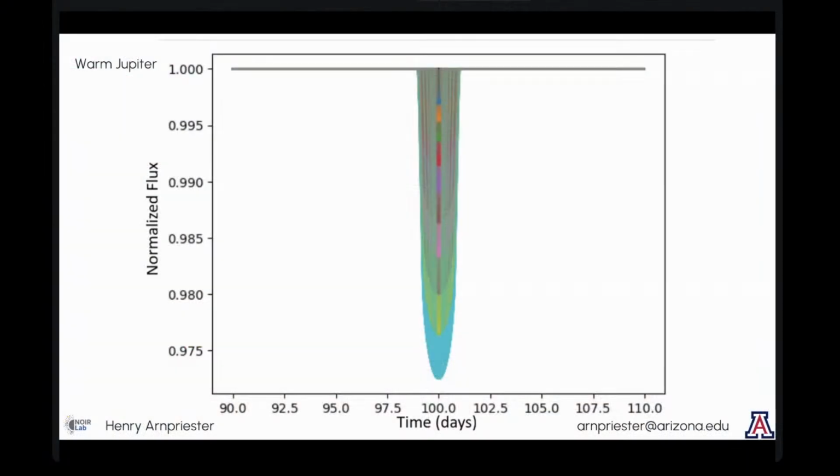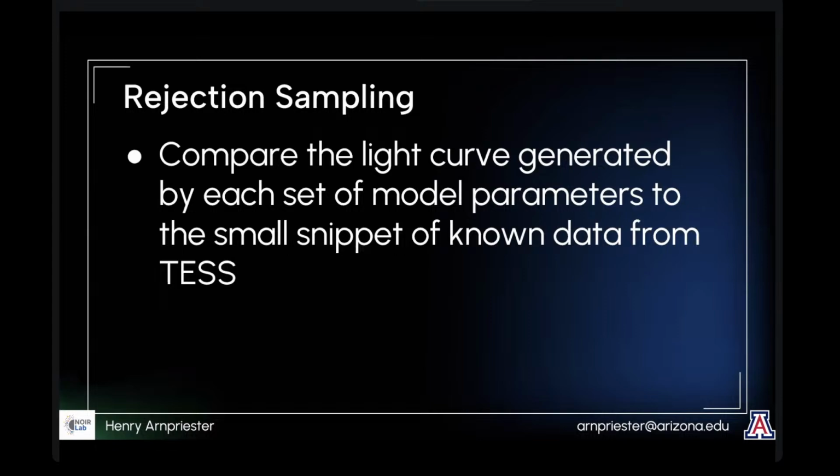So, for our warm Jupiter system, these look something like this, which is sort of just a jumble of colors. But you can clearly see these deviations in radius. These are radius ratio iterations that are changing how much flux is blocked from the host star. And you can see that the duration of the transit changes as your period changes. And so, what we're going to do is compare all of these generated light curves, each with a set of model parameters, to that tiny, small snippet of known test data.